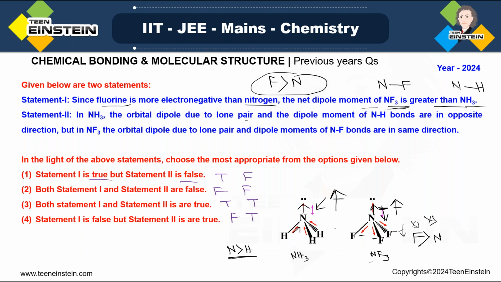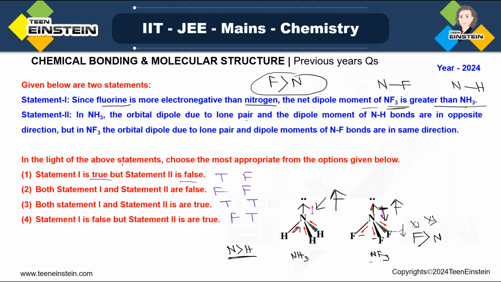So all are reinforcing each other, isn't it? But in NF3, it is not so. Directions are different. So that is the reason we cannot say statement 1 is correct, that is, net dipole moment of NF3 is greater than NH3. No, that is not correct. Come to the second statement.